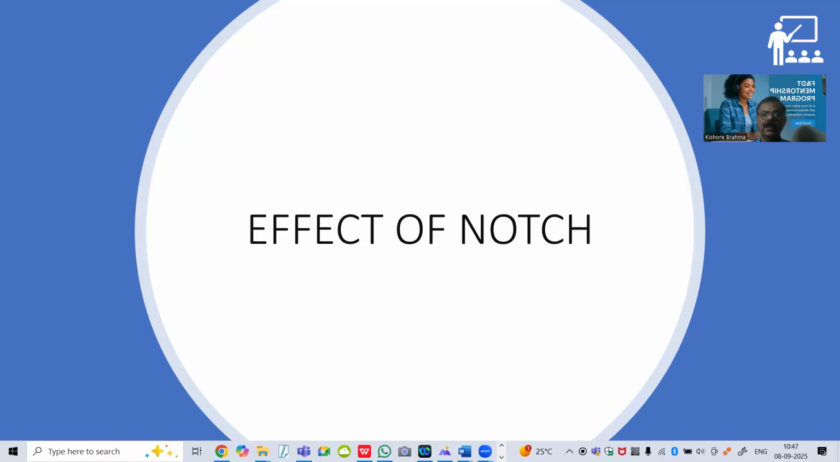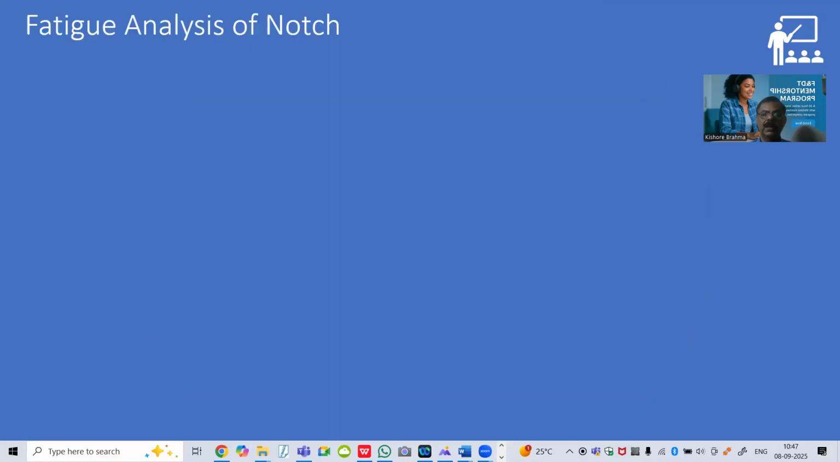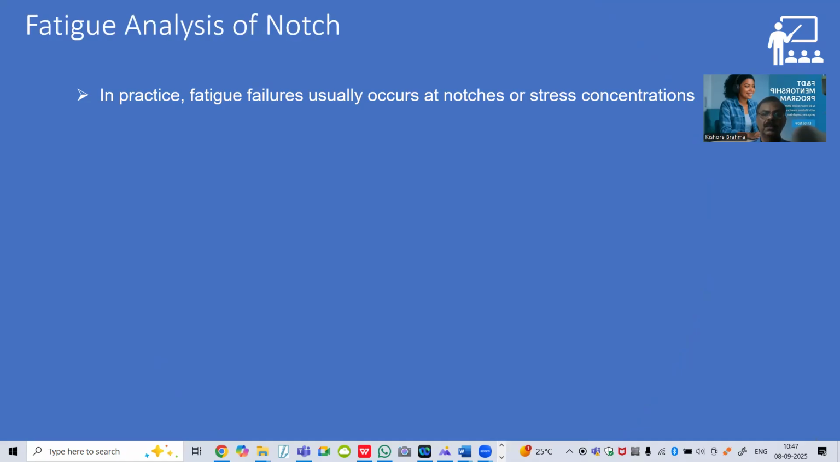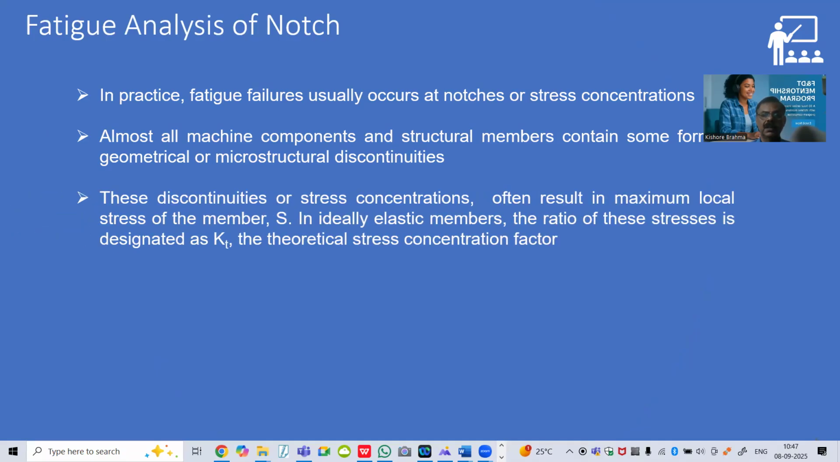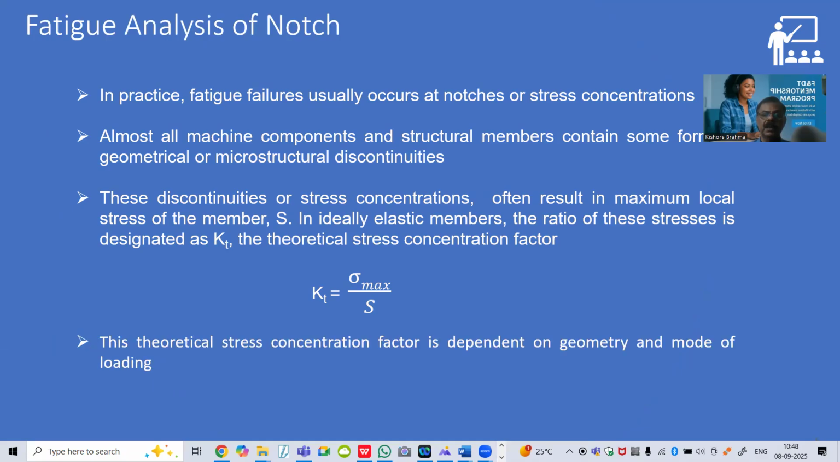Now, considering the effect of notch, it is already known that fatigue failures usually occur at notches or stress concentrations. Almost all machine components and structural members contain some form of geometrical or microstructural discontinuities. If you consider a structure subjected to stress S, then your stress concentration factor is defined as the maximum local stress divided by the applied stress, and it depends on geometry and mode of loading.